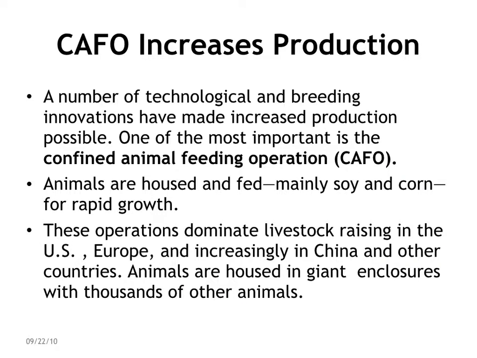A number of technological and breeding innovations have made increased meat production possible. One of the most important is the confined animal feeding operation, CAFO. Animals are housed and fed, mainly soy and corn, for rapid growth. These operations dominate livestock raising in the United States, Europe, and increasingly in China and other countries. Animals are housed in giant enclosures with up to 10,000 hogs or a million chickens in an enormous barn complex, or 100,000 cattle in a feedlot.